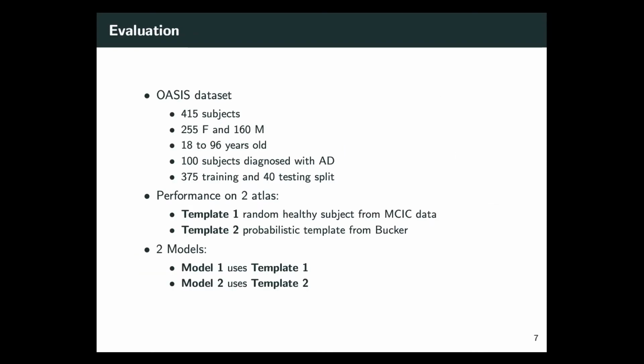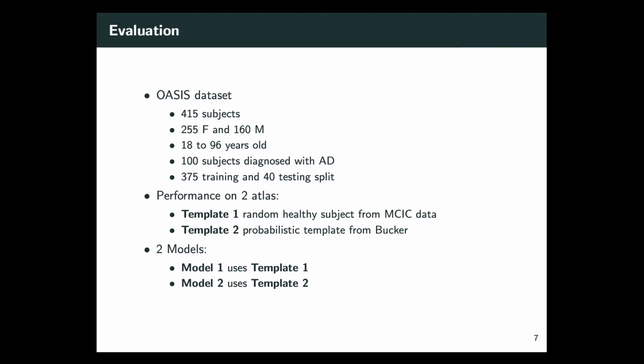To evaluate our algorithm, we use 415 subjects, 255 females and 116 males, with ages ranging from 18 to 96 years old. The dataset includes 100 subjects diagnosed with Alzheimer's disease. We randomly pick 375 subjects for training and the remaining 40 reserved for testing. We want to evaluate how well our algorithm is able to deform the template given a set of attributes, namely sex, age, and diagnosis of Alzheimer's.